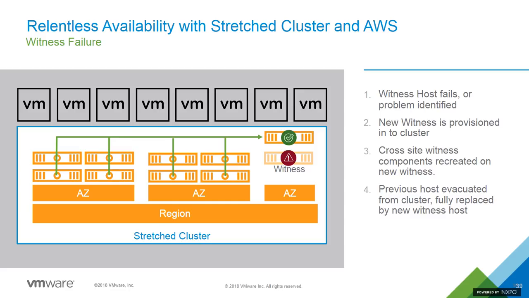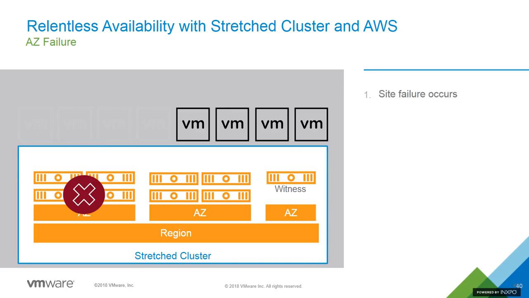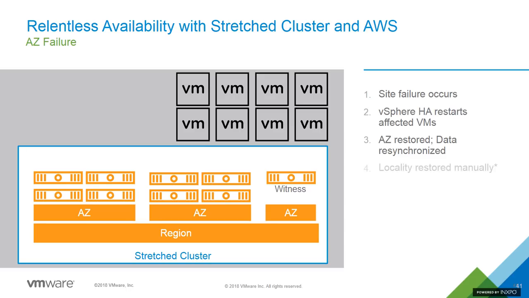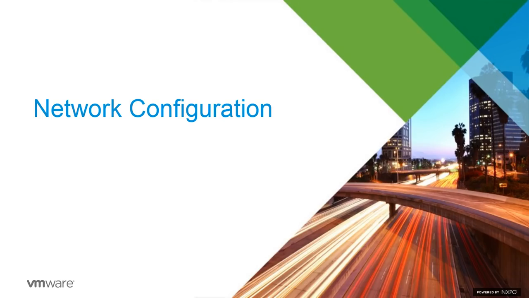If you have a witness node failure, what you'll see is that vSAN will rebuild a witness in the third AZ as well, and everything continues to run as normal. And in the case of an AZ failure, an AZ goes down, and the virtual machines running on that side would then restart into the secondary availability zone. Once that availability zone is restored, all the data is going to resync across from the healthy AZ, and then the user can go ahead and move workloads back to the preferred site.